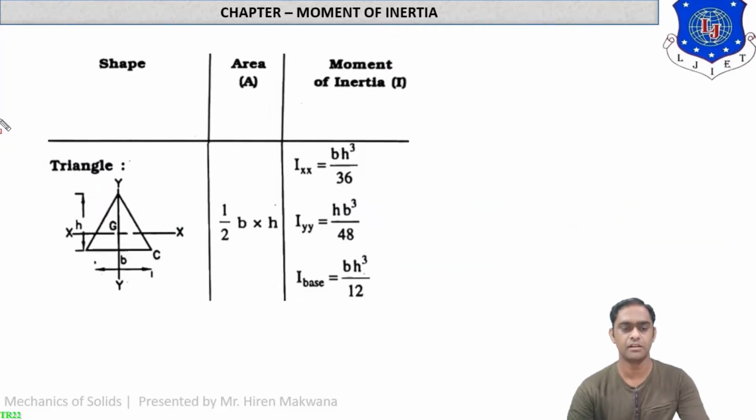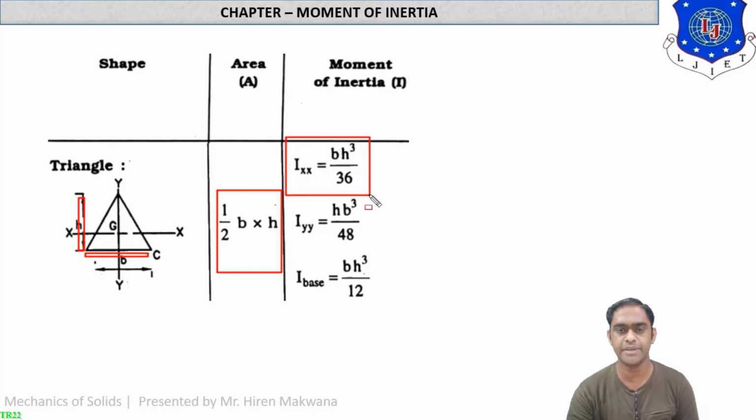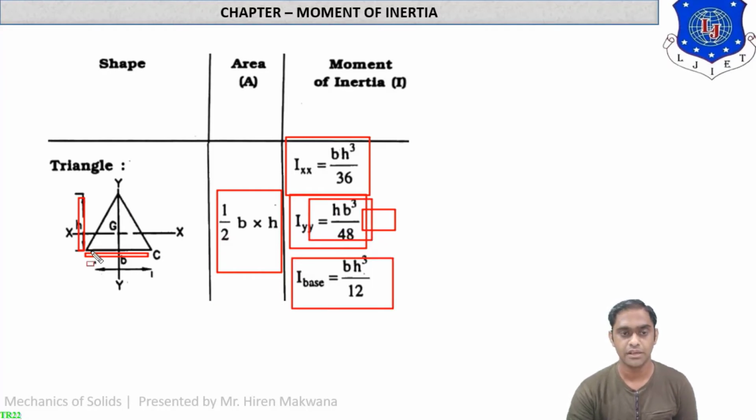What is it for the triangle? For the triangle, the base will be b and the height will be h. Area is given by 1/2 bh. Moment of inertia about the centroidal axis will be bh cubed by 36. About the yy axis it will be the reverse, hb cubed by 48, but this formula we will not use anytime. And about the base, if you find the moment of inertia about this base, then it will be bh cubed by 12, which we have derived earlier in the previous lecture. You can go through my previous lectures also. So these are the list of the formulas.